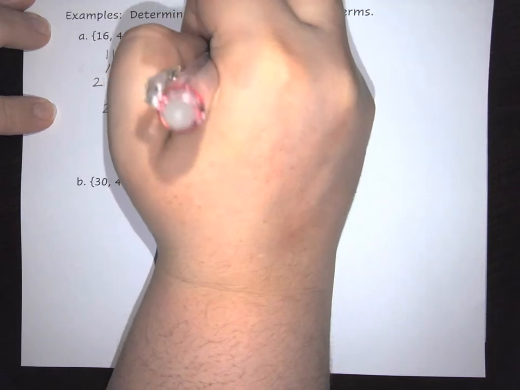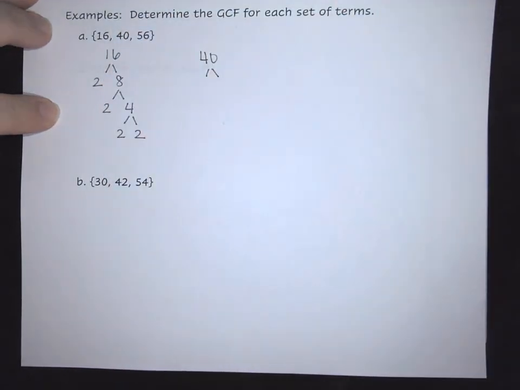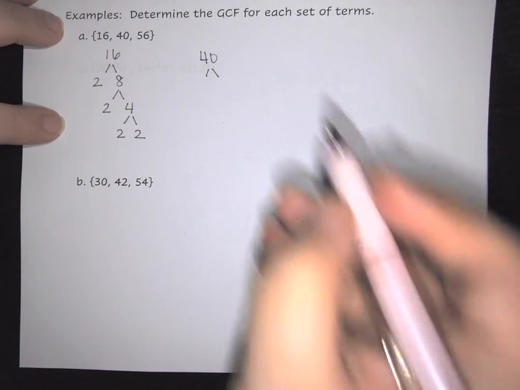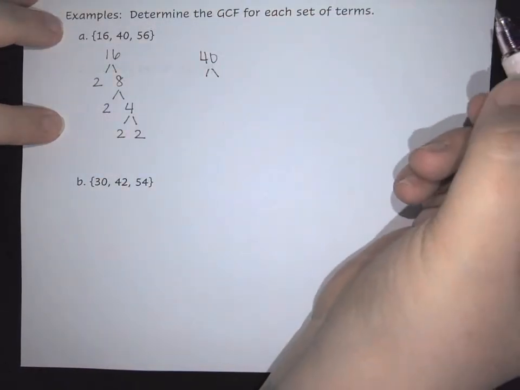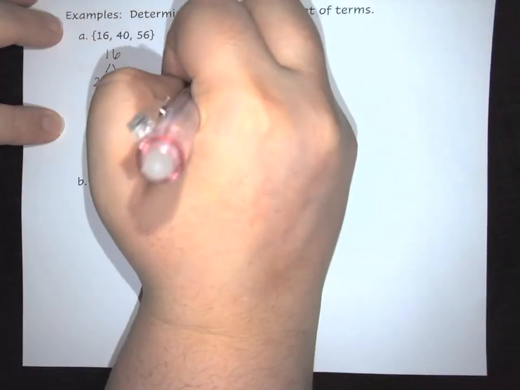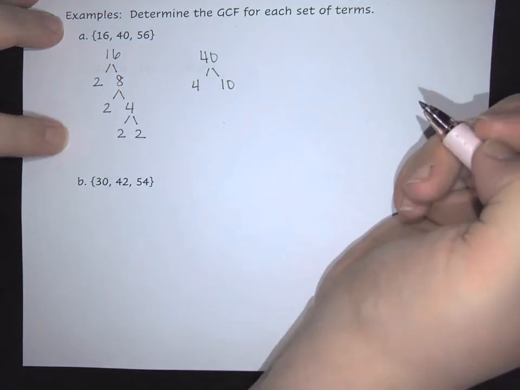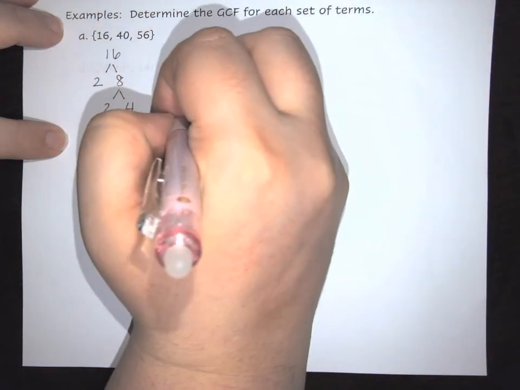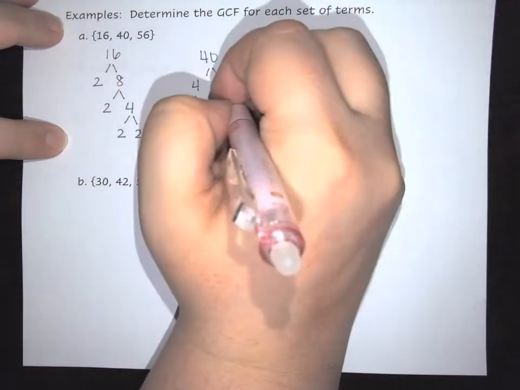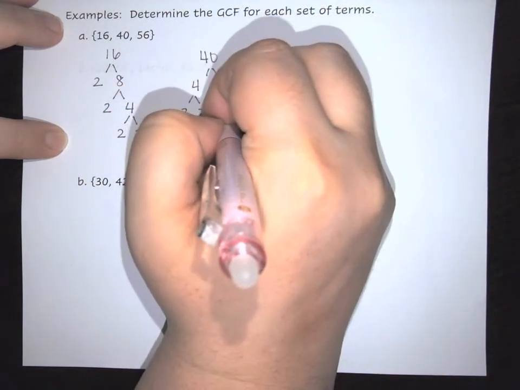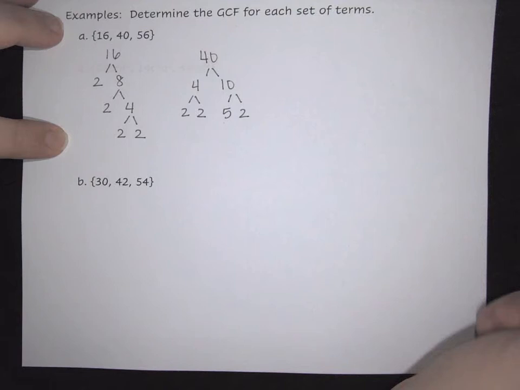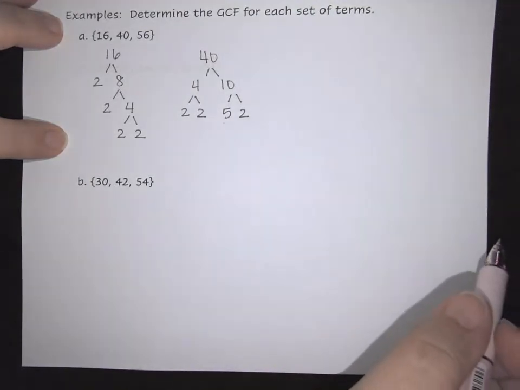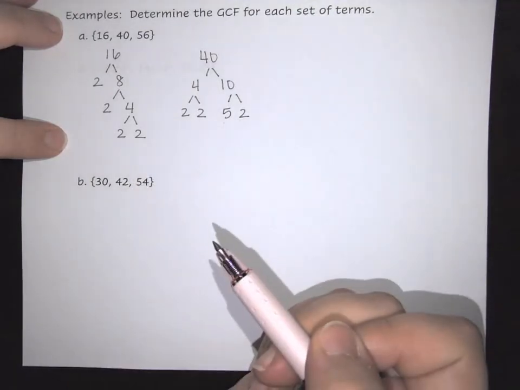So let's take a look at 40, and again there's multiple ways that you can go about breaking these. One thing that you can see is that 40 is the same as 4 times 10. Now with that, neither 4 nor 10 are prime, so we would break them down. 4 is going to reduce down to 2 and 2. 10 is going to reduce down to 5 and 2. 2 and 5 are all prime numbers, and so that's how you know you can stop.